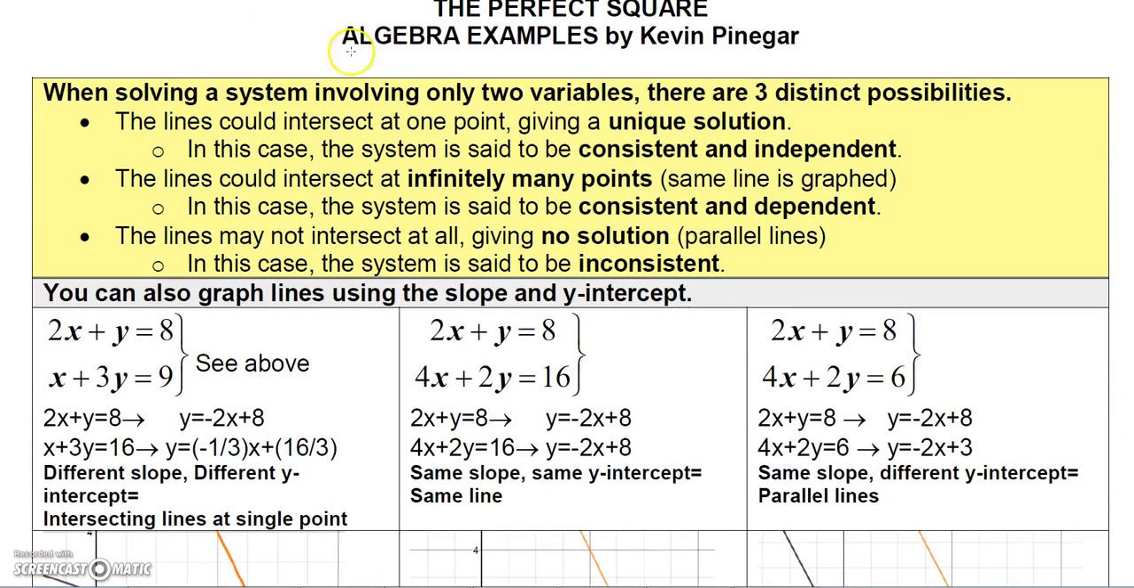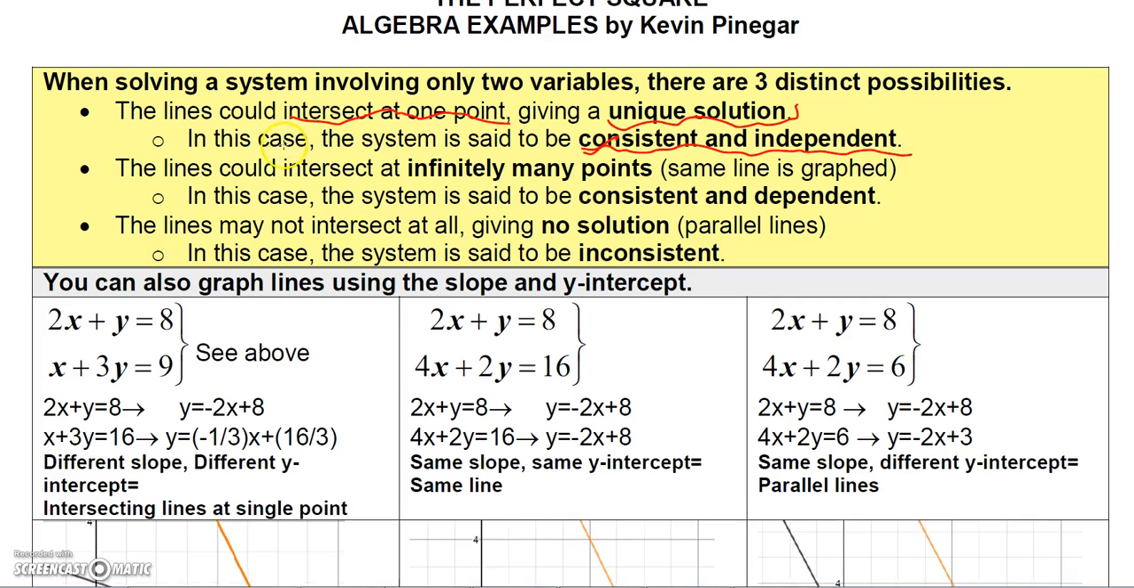When a system involves only two variables, there are 3 distinct possibilities. The lines could intersect at one point. That's what happened in our previous example, and it will give us a unique solution, and that's the point where they intersect. In this case, the system is said to be consistent and independent.